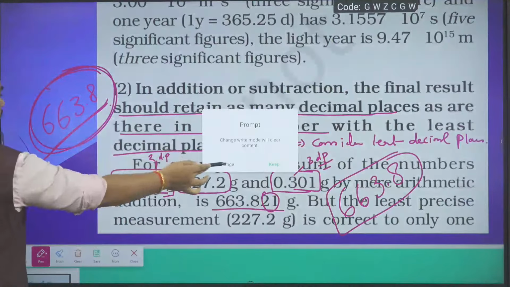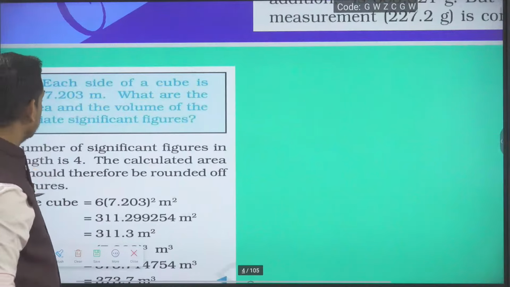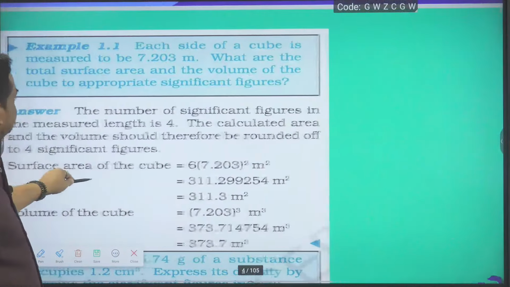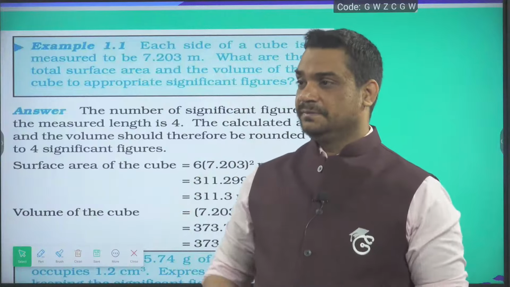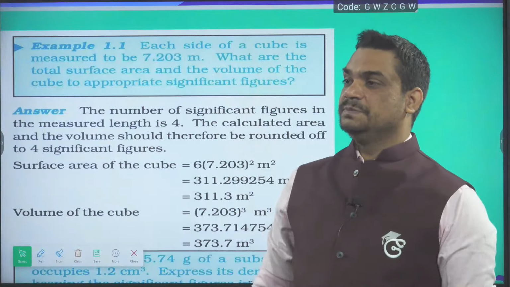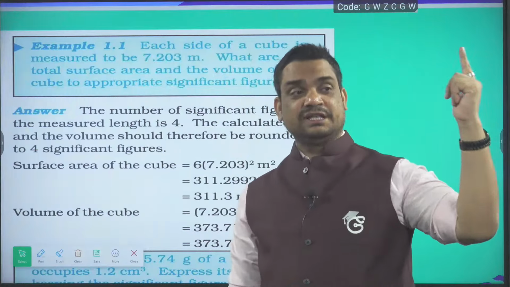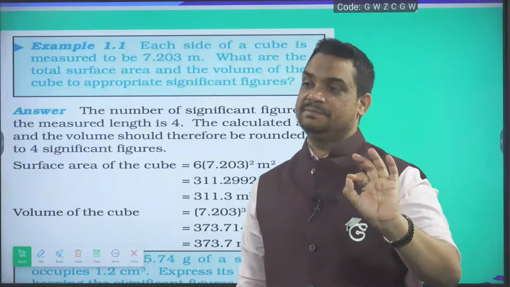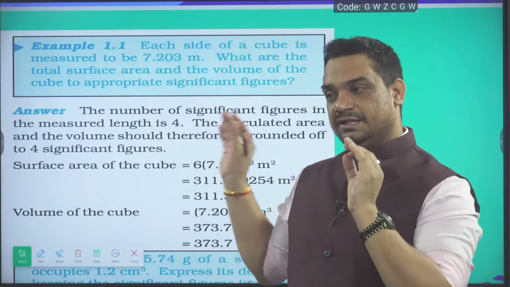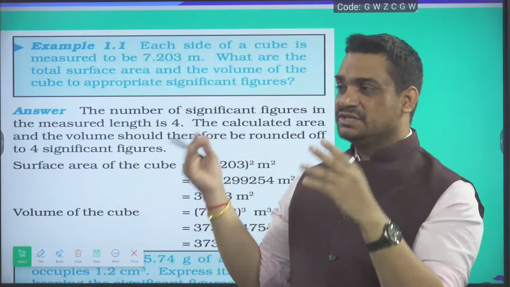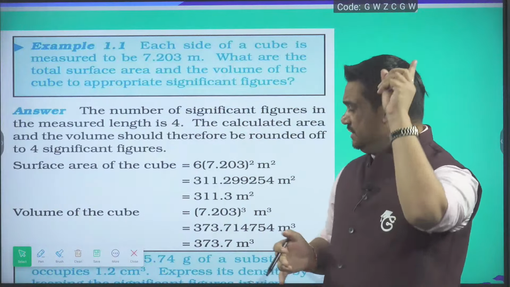Okay, moving further, we got this question. See here, each side of the cube is measured to be 7.203 cm. First example from the NCERT coming. Previously were the in-text examples. What generally happens, we do only solved examples. In-text examples we are not doing. So in this one we have taken all, whatever the in-text is there, either solved, or exercise, important question, or exemplar. Each side is given here.